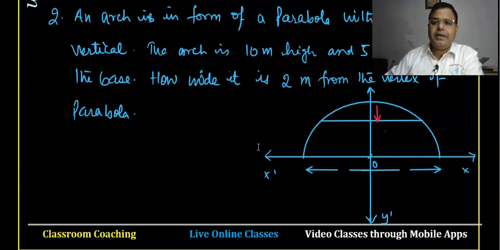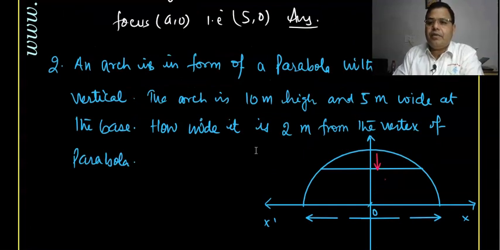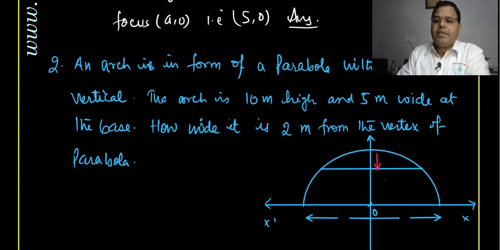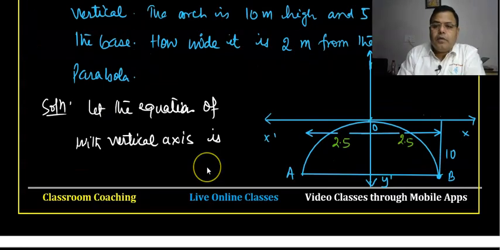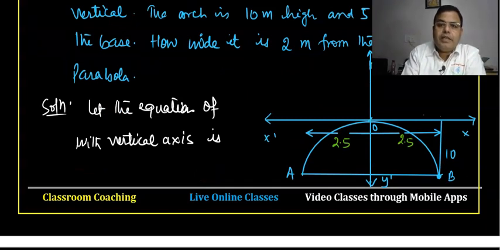Now the second question: an arch is in the form of a parabola with its axis vertical, and the arch is 10 meter high and 5 meter wide at the base. How wide is it 2 meter from the vertex? Axis vertical means the parabola must be of the form x square is equal to 4ay. Since it opens downward, let the equation of the parabola be x square is equal to minus 4ay.